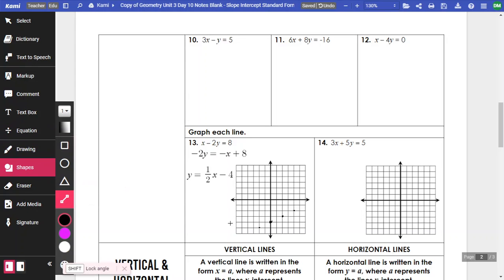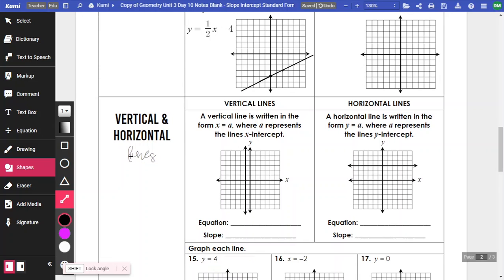So now I'm going to get out my line tool, draw a line between these, and we have successfully graphed our line here. And you can do the next one.